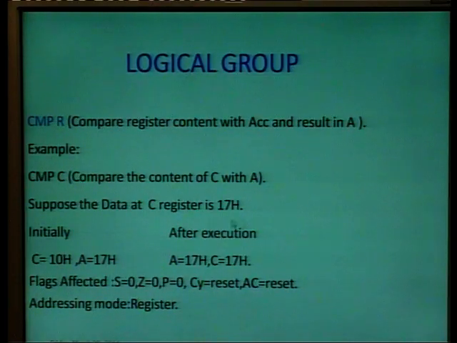Means if after compare R the carry is set, it means the 8-bit number in the register R is greater than that of accumulator A. If both the numbers are equal, then the zero flag will be set, and if neither zero nor carry flag is set, it means the number in the accumulator is greater than the number in the register R. After compare R, the numbers in the register R and A remain unchanged. All the flags are affected.